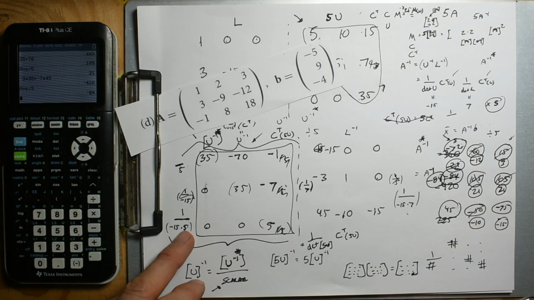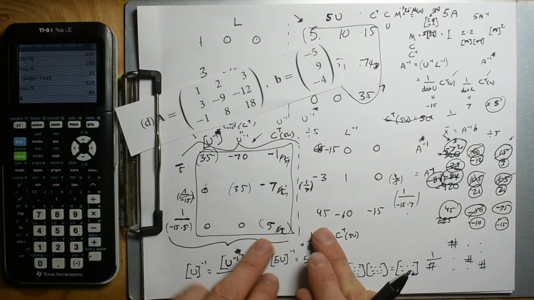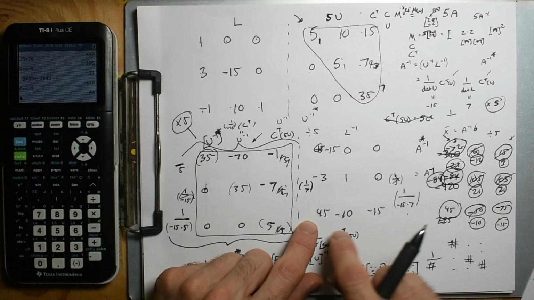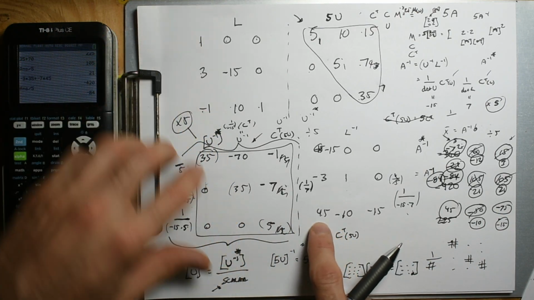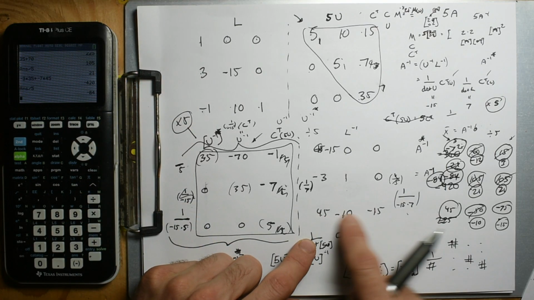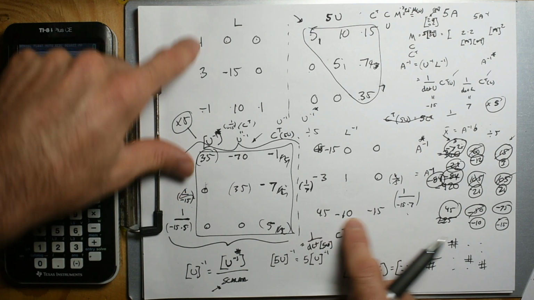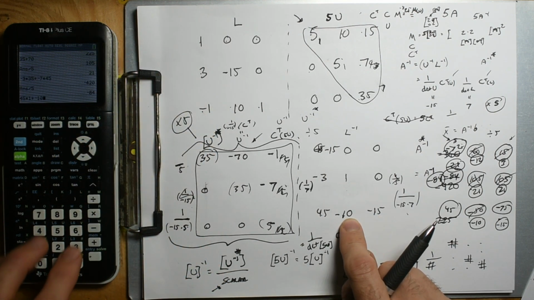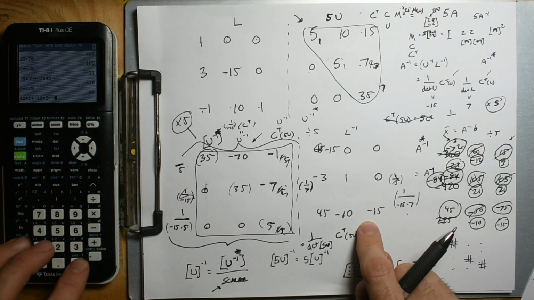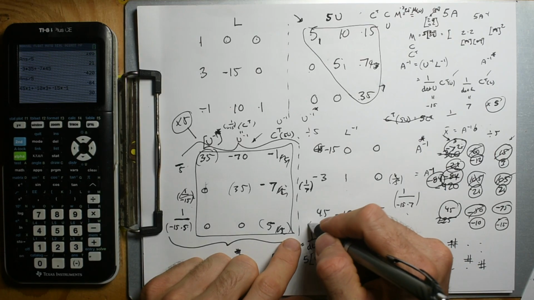How about this one again? Third row, first column, 5 times 45. Check this lower, inverse lower times inverse of upper. So this times this should be 0. So 45 times 1 plus negative 10 times 3 plus negative 15 times negative 1. Yeah, so that value's off.